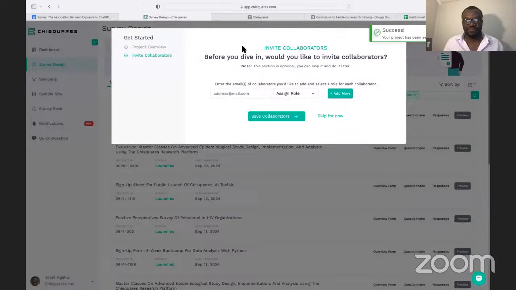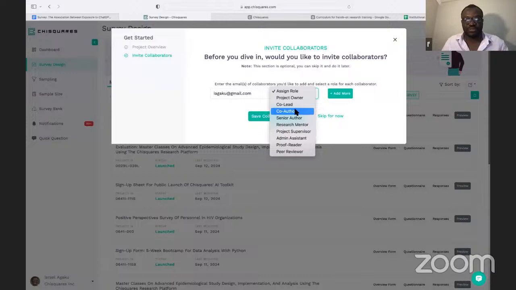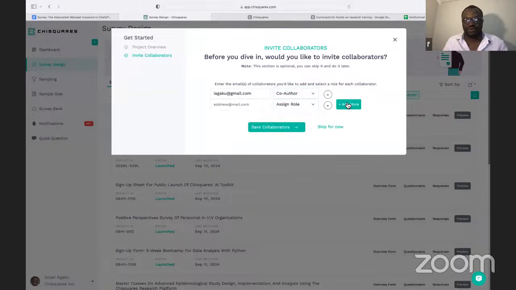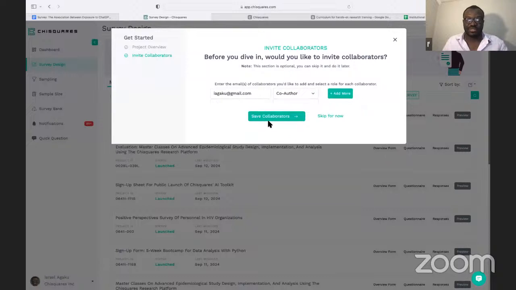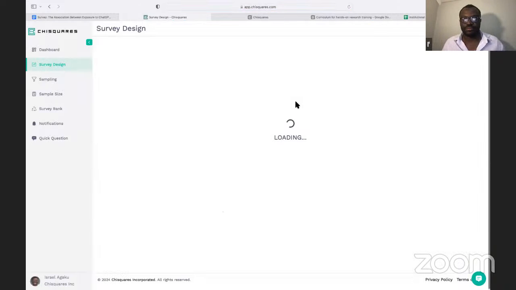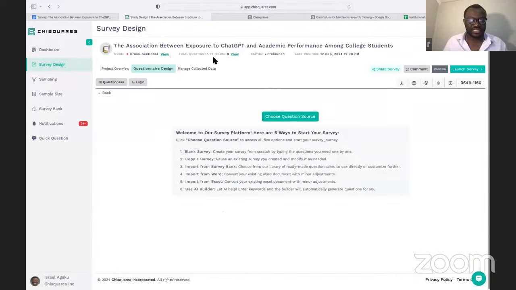This is a collaborative platform, which means that you can have multiple people working on the same project together. If I want to invite a collaborator, I just provide their email and assign them a role. Let's say I want them to be a co-author, or whatever the role might be. You can add as many collaborators as you like, but for now, I will just save and continue. So now we have our study set up, at least the skeletal framework. Let's upload the questionnaire we just created.